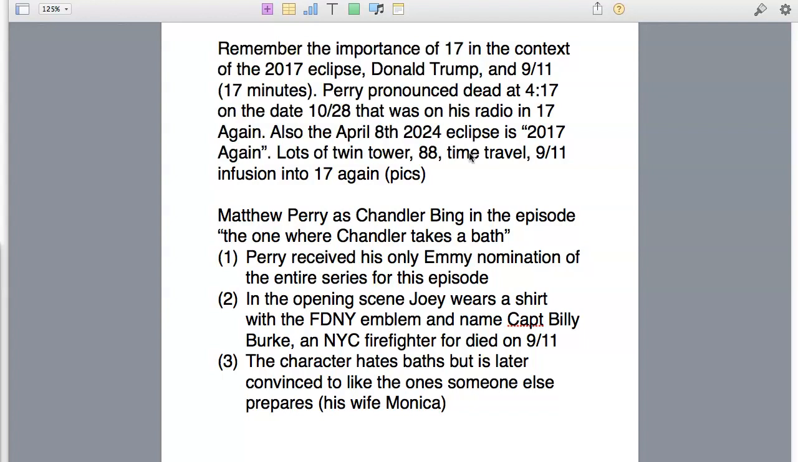And Matthew Perry was pronounced dead at 4:17 on the date 10/28 that was on his radio in 17 Again. Let me say that again. Matthew Perry is pronounced dead at 4:17 p.m. on the date 10/28 that was on his radio in 17 Again. Also, the April 8th, 2024 eclipse could be viewed as 2017. Again, it's the second one that's coming through to make the X. And there's lots of Twin Tower 88 time travel, 9/11 infusion into 17 Again, the film.